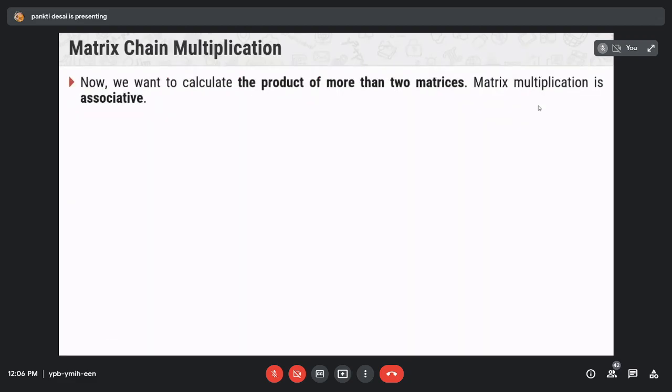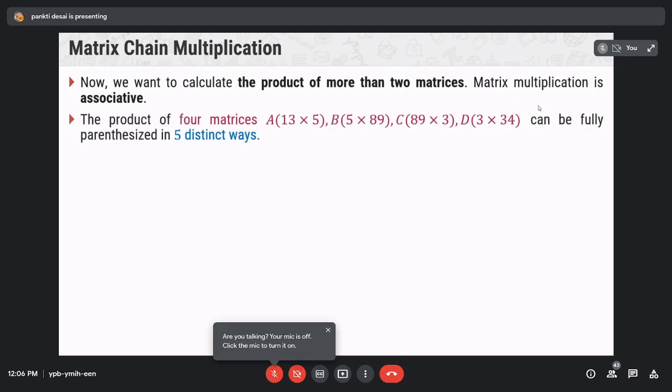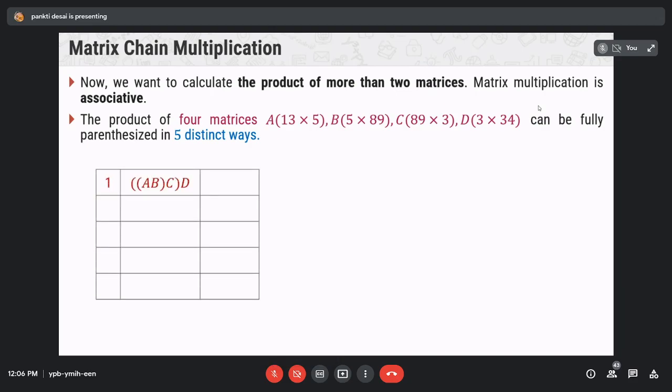Now we want to calculate the product of more than two matrices. This is simple if we want to multiply two matrices, but if we want to multiply more than two matrices, then matrix multiplication is associative. So if we want to perform the product of four matrices A, B, C, D, there are different ways to multiply four matrices, five distinct ways, using parentheses.